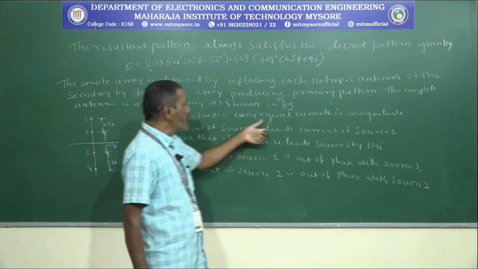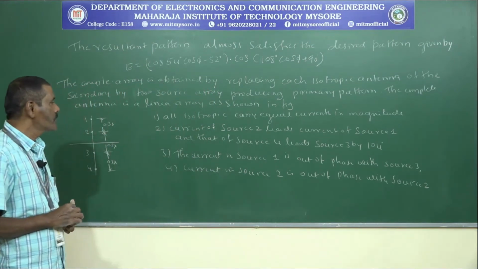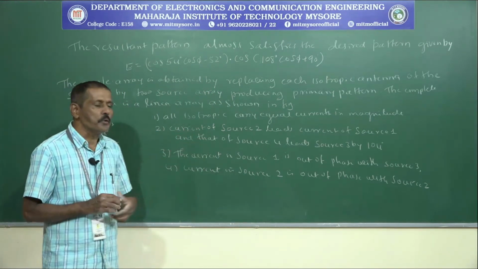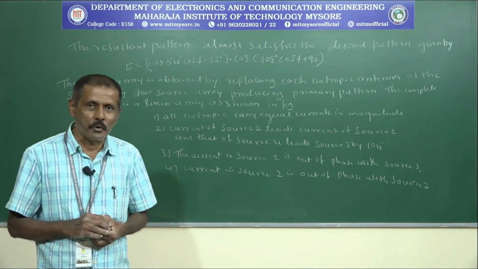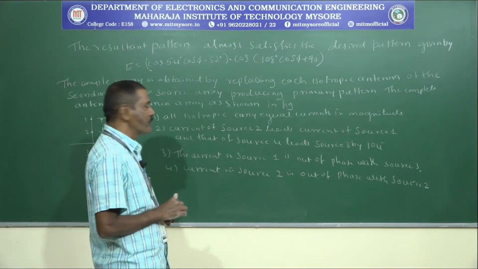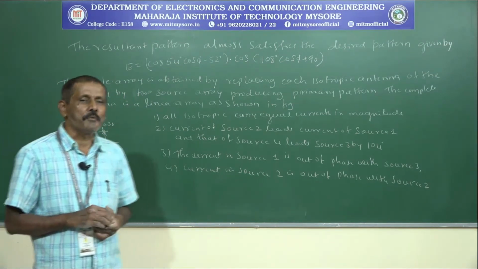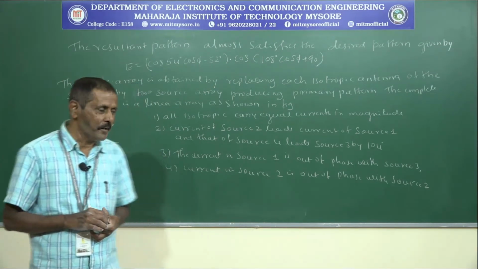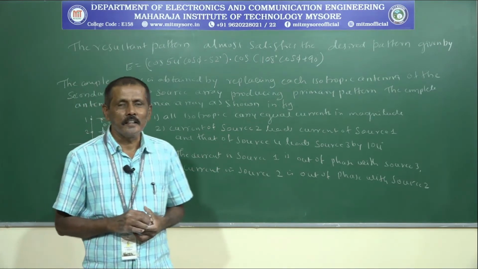Then all isotropic sources carry equal currents in magnitude. Then the current in source 2 leads the current in source 1, and the current in source 4 leads the current in source 2 by an angle of 104 degrees. And the current in source 1 is out of phase with the current in source 3, and the current in source 2 is out of phase with the current in source 4.